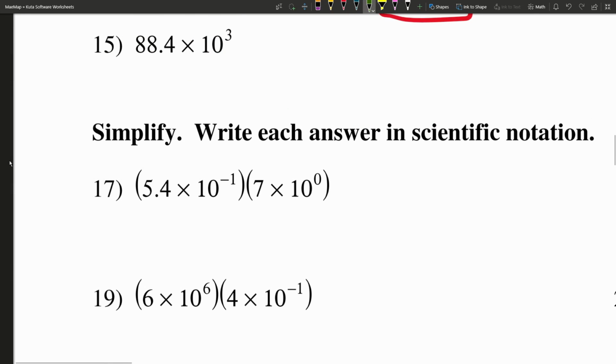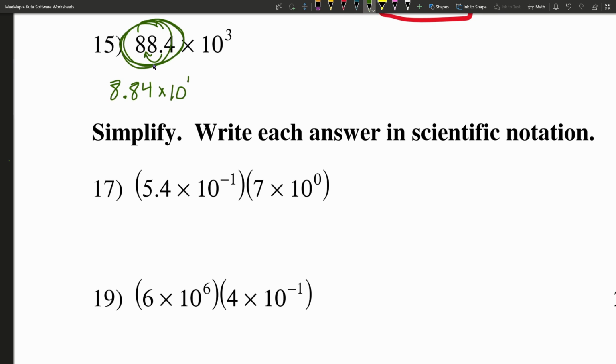Moving on to number 15, I'm going to start by writing 88.4 in scientific notation, since I think it's easier just to add those exponents in the end. So rewriting 88.4 in scientific notation, I would need to have an 8.84 times 10 to the, well, I had to move that decimal place to the left, so this is going to be times 10 to the 1st. 8.84 times 10 gives me my original 88.4.